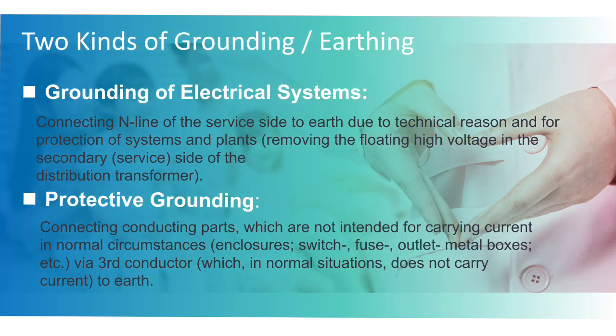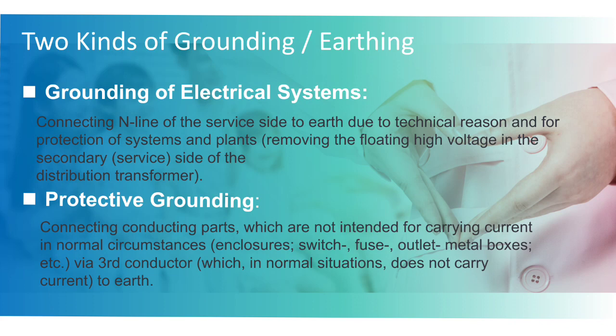Now let's look into the two kinds of grounding or earthing. One is the grounding of electrical systems, which refers to connecting n lines, that is, more number of lines on the service side to the earth due to some technical reasons and for the protection of systems and plants, so that the floating of high voltage in the secondary side of the transformer is removed. So this is nothing but connecting the current carrying point to the ground.